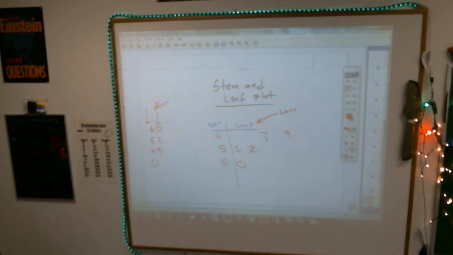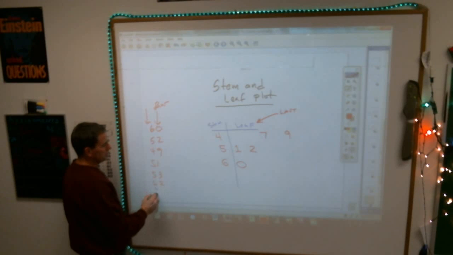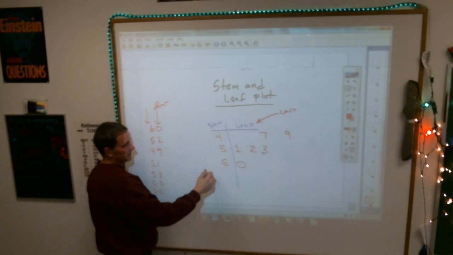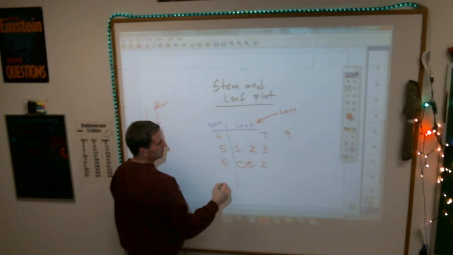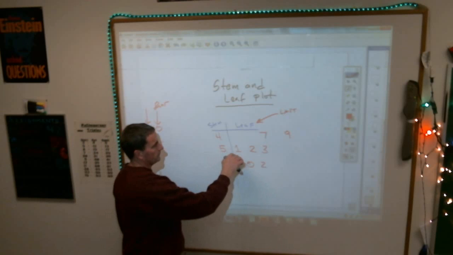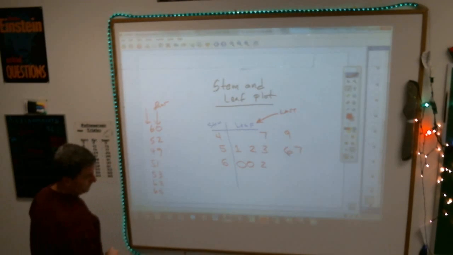What else do I have there? 53, 62, 60. 53, 62, and if there's another 60, you have to put another 0 because you need to show that there's two 60s. And then it goes to 57, 56.